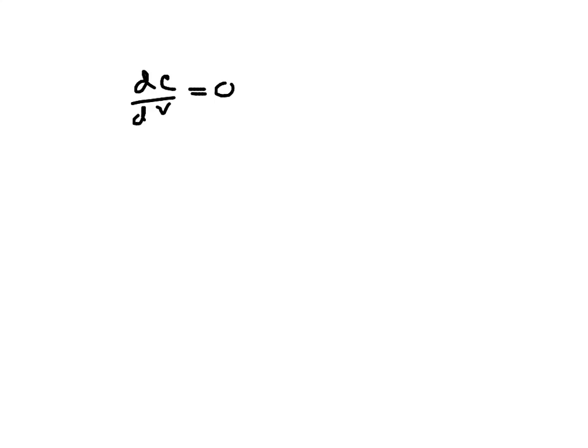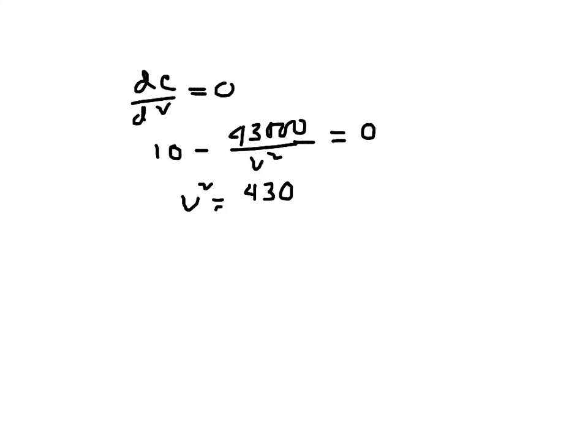If we differentiate this one, this is 10 minus 43,000 over v square. This is the differentiated one, dC over dv. So from here we get v square is 4300, so v is root 4300.